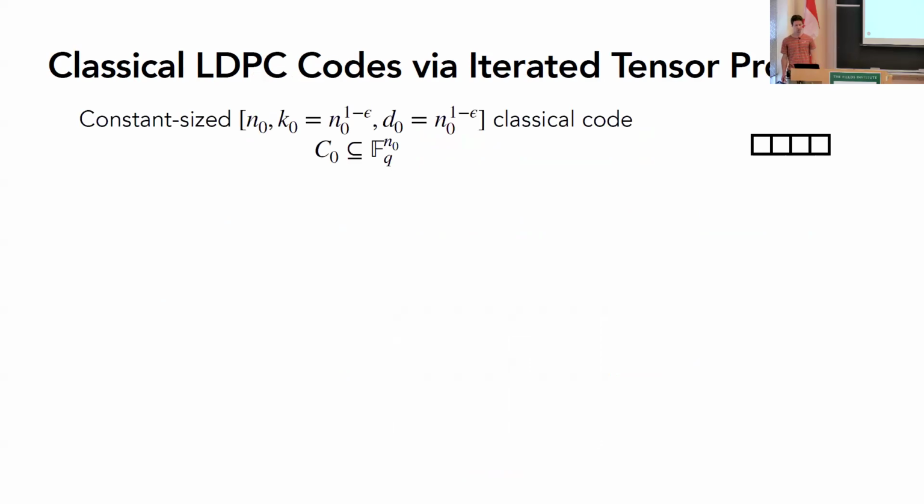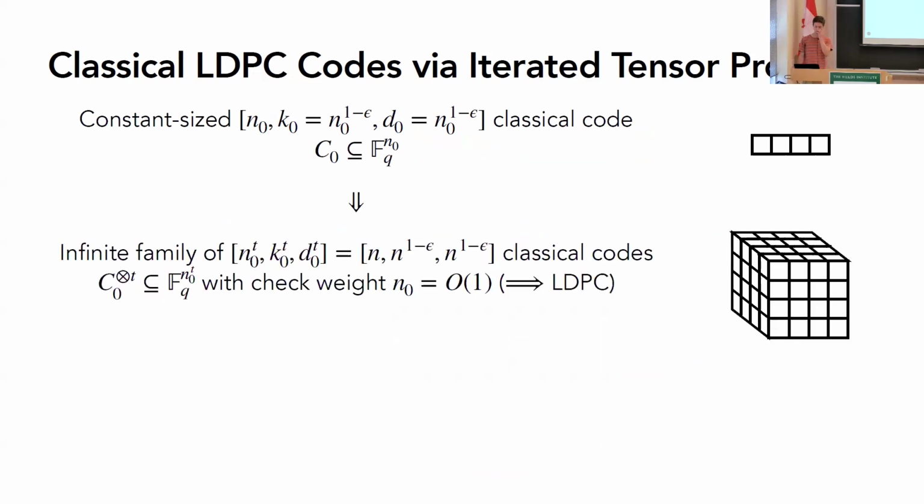So if we start with some constant-sized classical code, where n naught is maybe a large constant, and the dimension and distance we assume to be like n naught to the 1 minus epsilon for an arbitrarily small constant epsilon, then we can just take this classical code and repeatedly tensor it with itself. If we tensor it with itself t times, we get an n naught to the t, k naught to the t, d naught to the t classical code. But the check weight is still at most n naught, because at each step, we just take the maximum of the check weights of the input codes. So this family will be LDPC and will have almost linear dimension and distance.